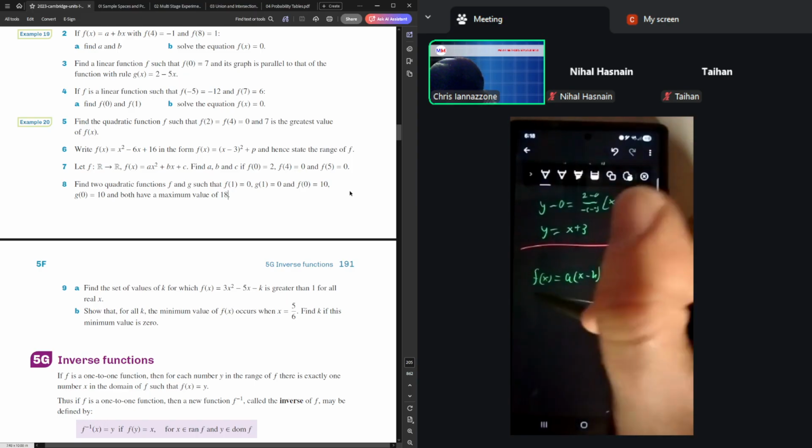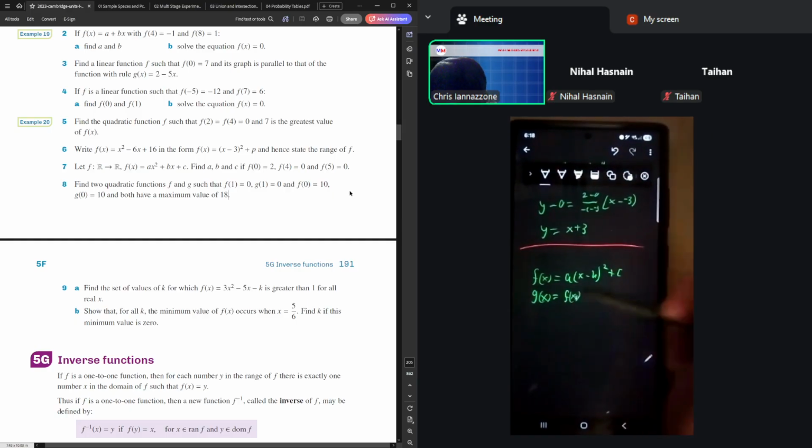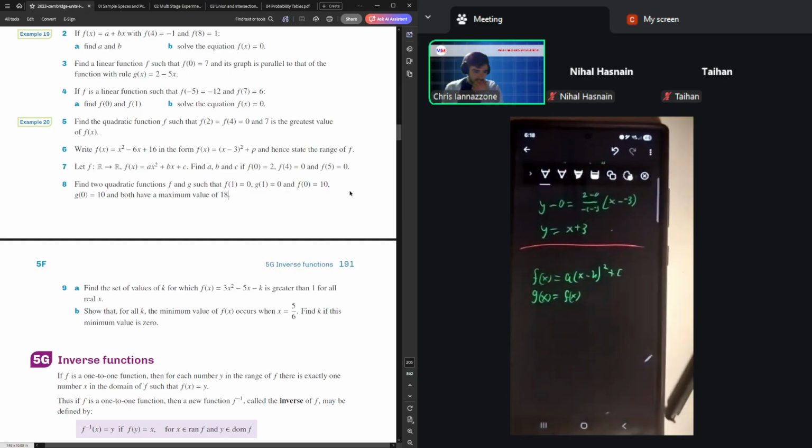So f of x is generically that, so too is g of x. Those two are the same thing. As for our substitutions, what are we going to start doing with these equations? We've got a lot of information that we could use, and we could actually use pretty much all of it in any order. It's not really going to matter where we start. Any suggestions?